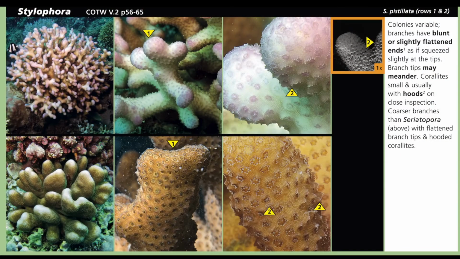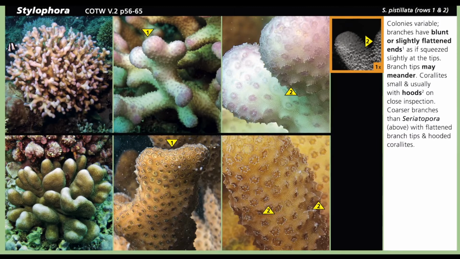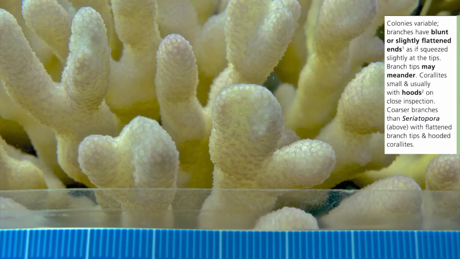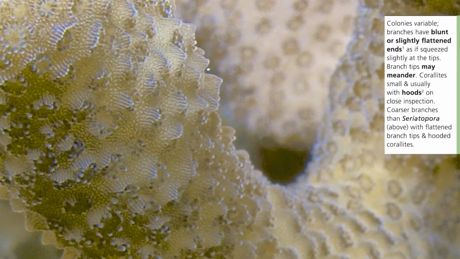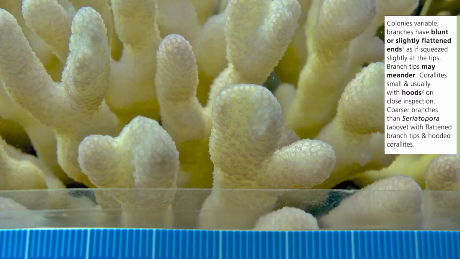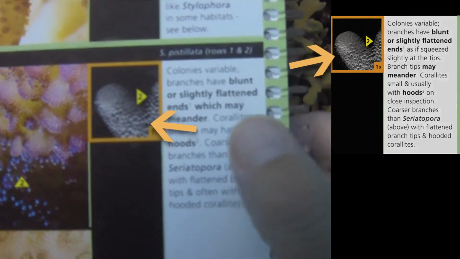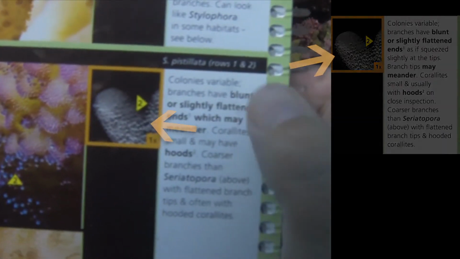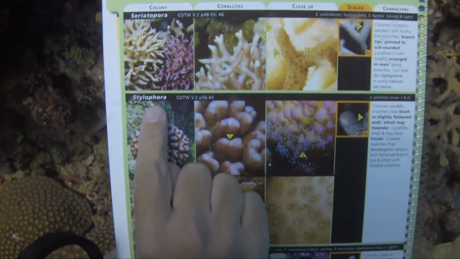Coming back to our example coral. Stylophora looks good, but how can we be sure? Time to read the text description. Branches have blunt or slightly flattened ends. Check. Corallites small and usually with hoods. Check. Finally, we just need to confirm that the scale is correct. To do this underwater, you use the True Scale box. Now you can read off the name and its volume and page reference to Corals of the World.